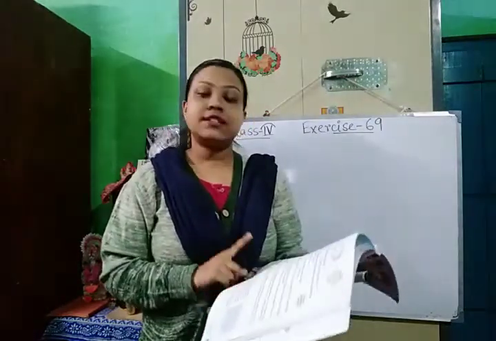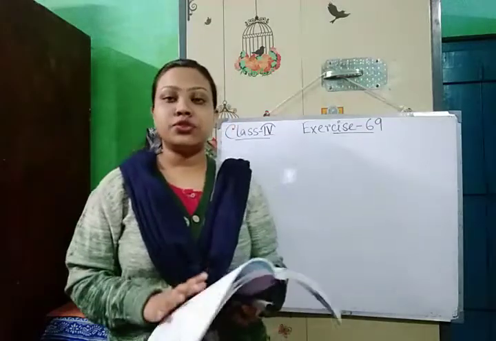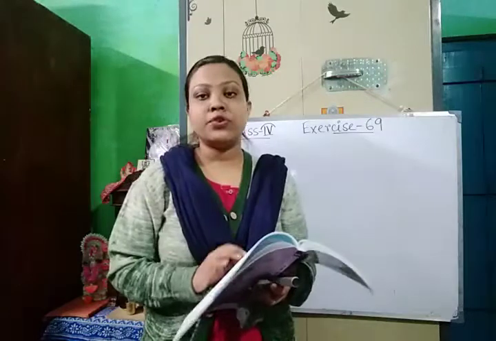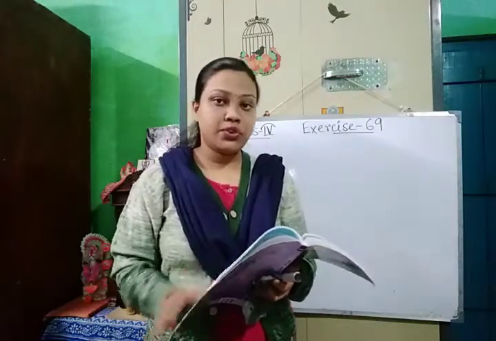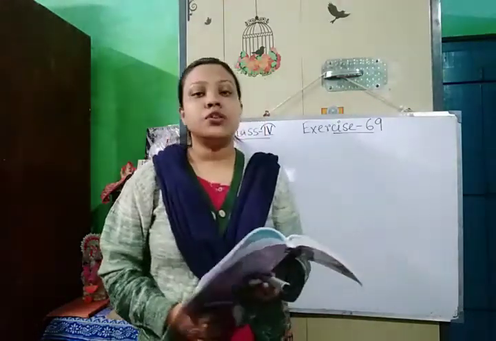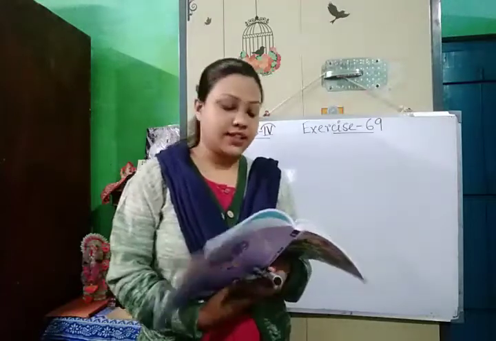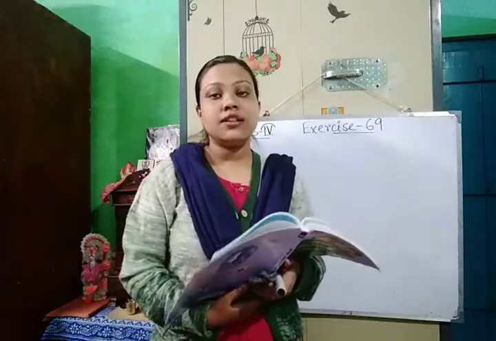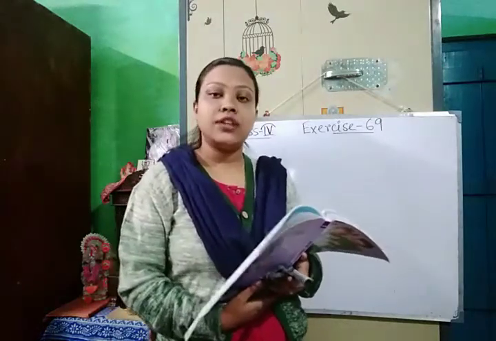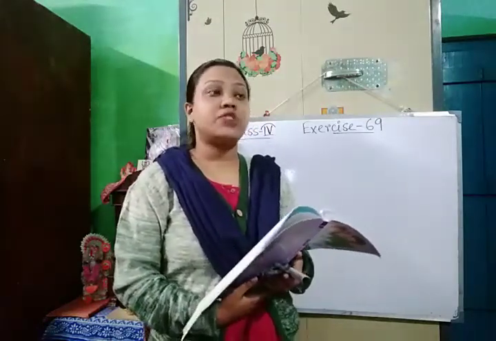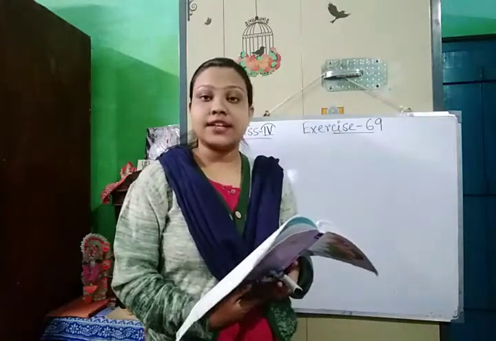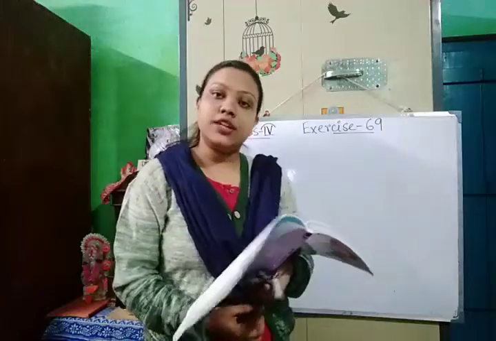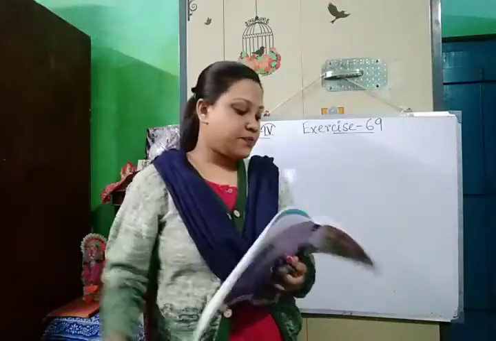So today, the last exercise which I am going to do in this video is exercise 69. I hope you understood. So now we will start exercise 69. In exercise 69 we will learn how to find the perimeters of some figures like triangles, rectangles, and squares. Okay, so let's begin with exercise 69.